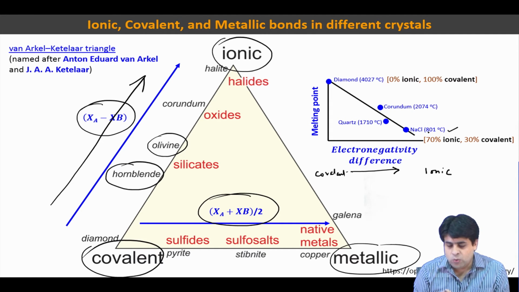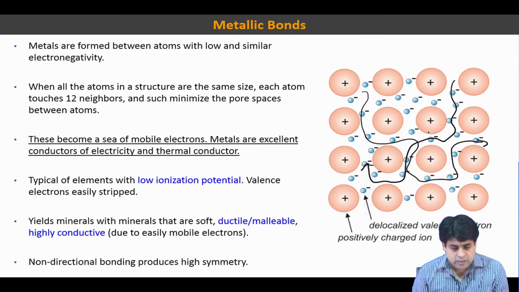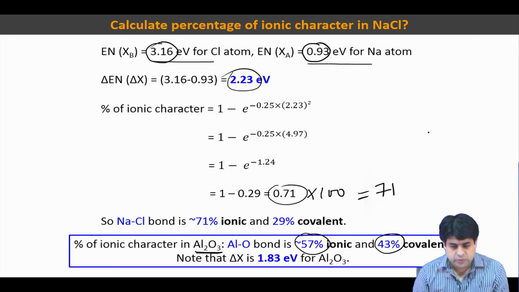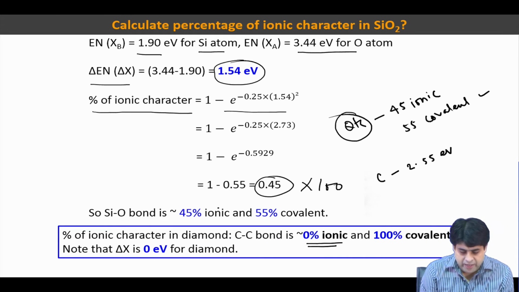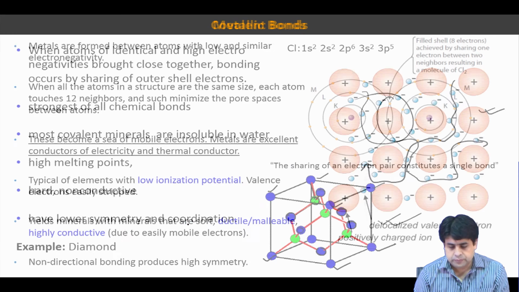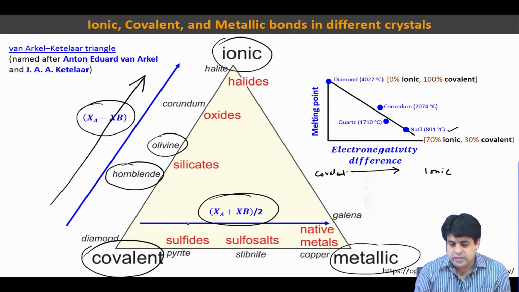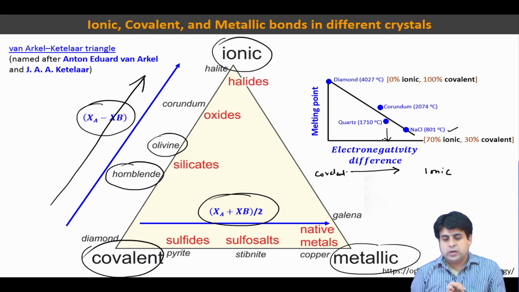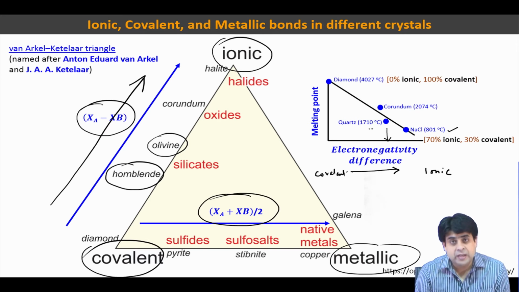But if you take quartz, the ionic character we calculated is close to 45%. So if we compare the melting point of quartz and its ionic character, because its ionic character is less than that of salt, its melting temperature is higher, 1710 degrees Celsius. Quartz will melt at a much higher temperature.